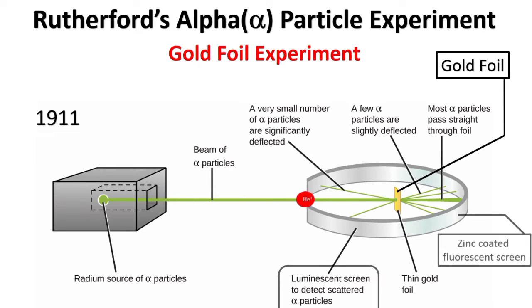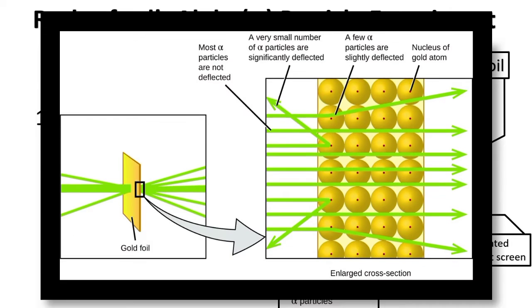The circular fluorescent screen coated with zinc sulfide was placed around the foil to detect the scattering by alpha particles. These particles have a considerable amount of energy. Now it was expected that alpha particles were much heavier than the protons, so he did not expect that there would be large deflections in the particles after bombarding them on the gold foil.